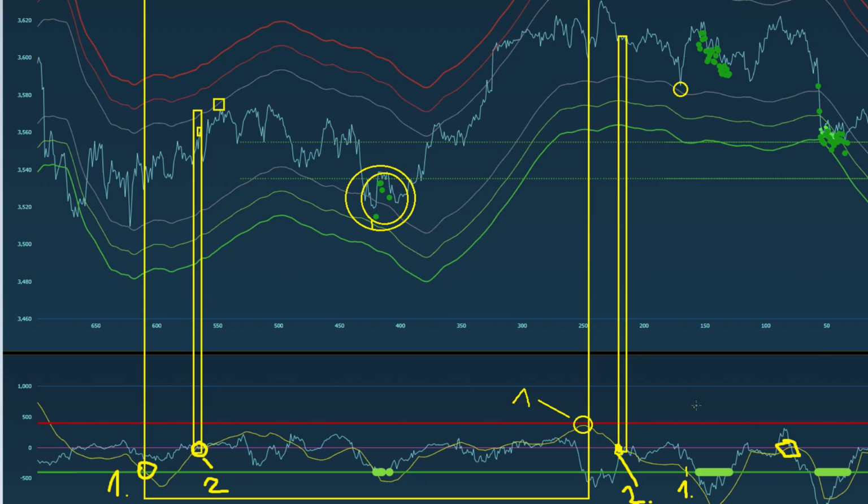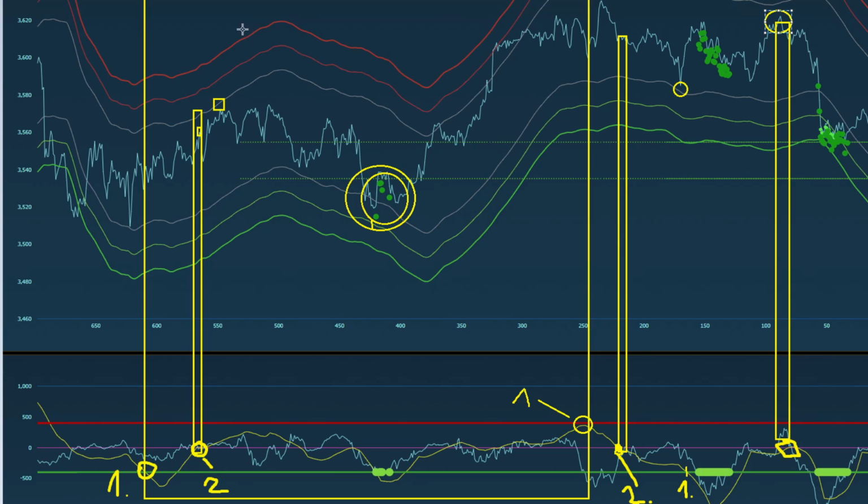And somewhere around this area, so it would be like over here. Okay, we have a short setup, right? So this is where we wanted to look for shorts. Okay, so I hope it's actually, you know, it's actually pretty clear.